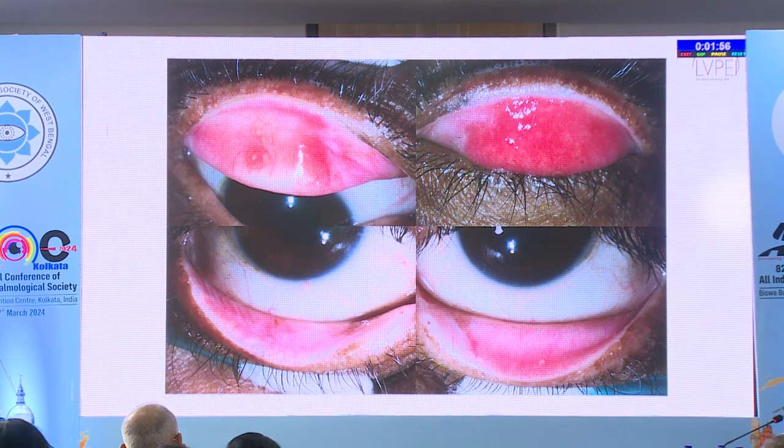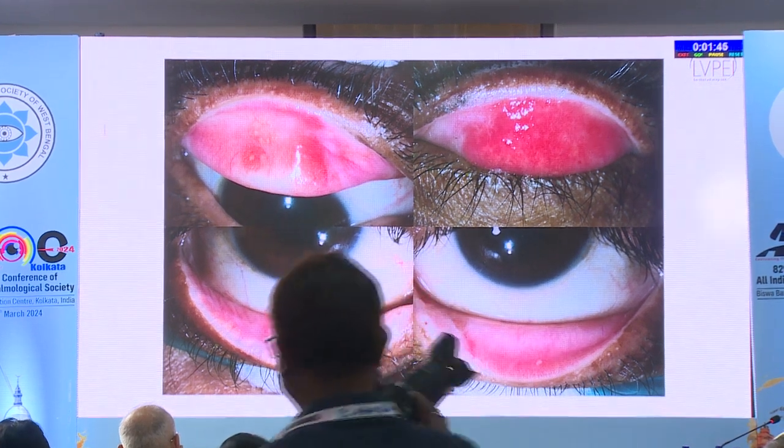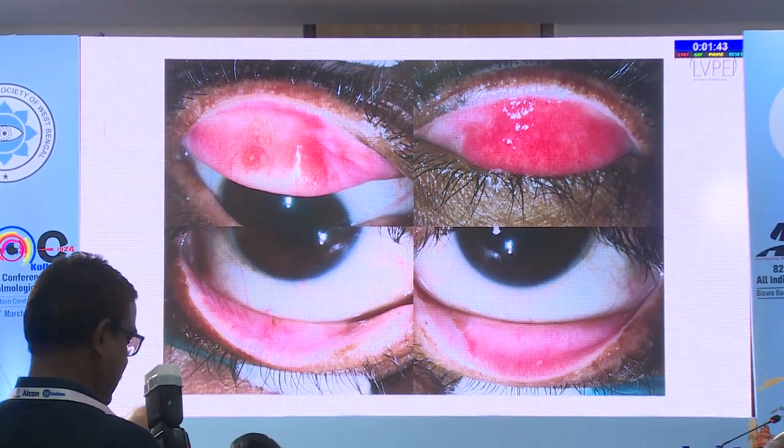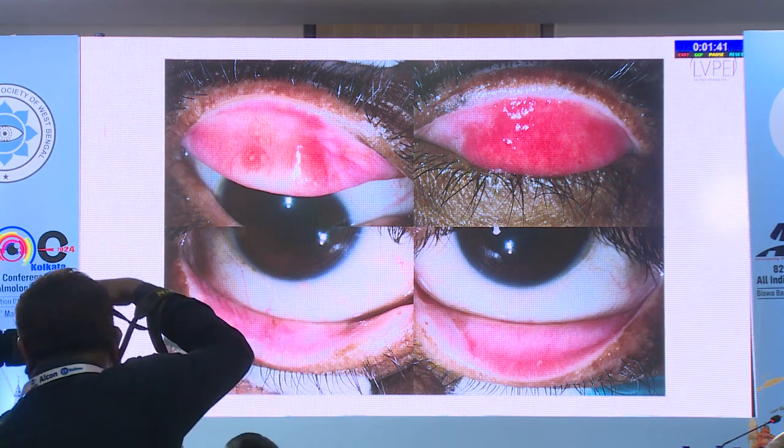So here the reason is lid margin keratinization because of Stevens-Johnson syndrome. So if you have a patient of aqueous deficiency, please look at the conjunctiva for signs of cicatrization, because otherwise you might miss the cicatrizing causes, which are rare but more difficult to treat, like SJS in this case.